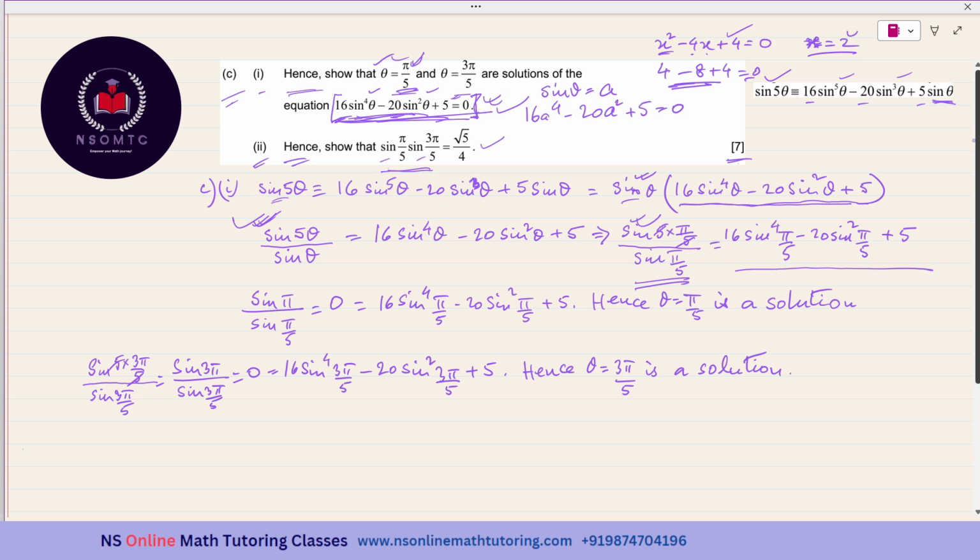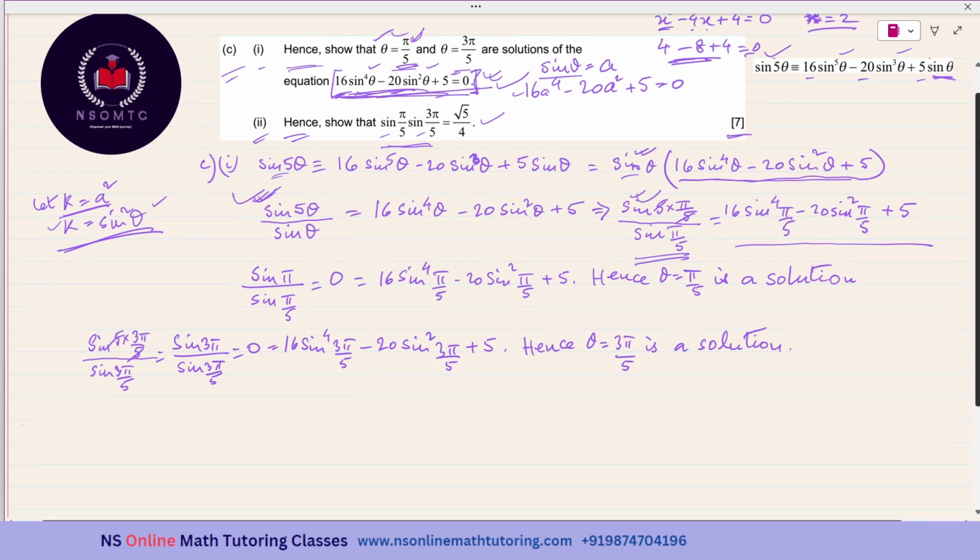So what do I do? I can write this as, let k is equal to a square. If k is equal to a square, then k will be equal to sine square theta, because a is equal to sine theta. You have to get the relation between k and sine theta as well. Okay. I am taking this substitution just to convert this degree 4 polynomial equation to a degree 2 quadratic one. Okay. So what can I write?